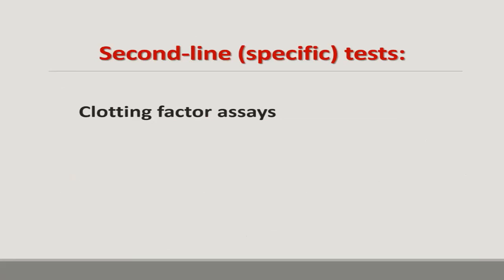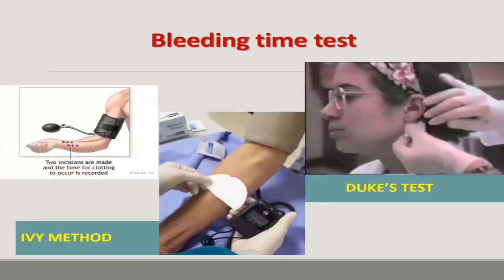The second line specific tests are by assessing the clotting factors. In this picture, you can see the test for bleeding time. We have two methods. The Duke method: puncturing the ear lobule and taking a drop of blood on filter paper every half minute until it stops. In the Ivy method, we inflate the cuff of a sphygmomanometer to a level between systolic and diastolic pressure, then puncture the inner surface of the arm and measure the time needed for bleeding to stop. This measures the bleeding time.